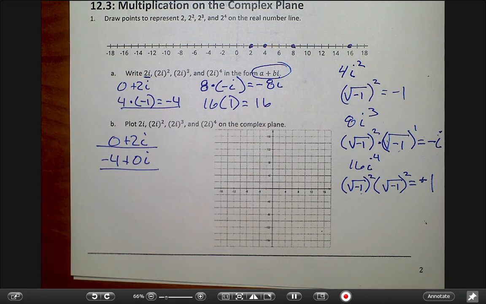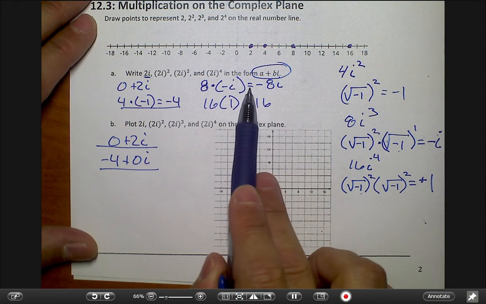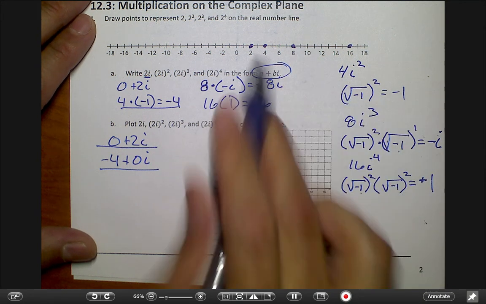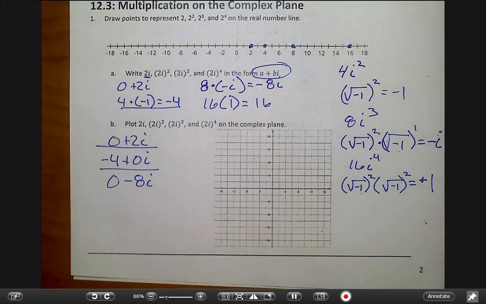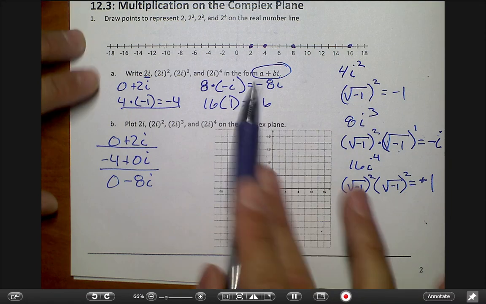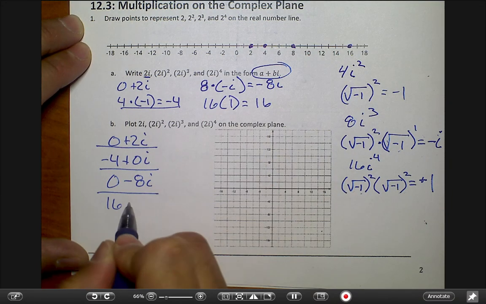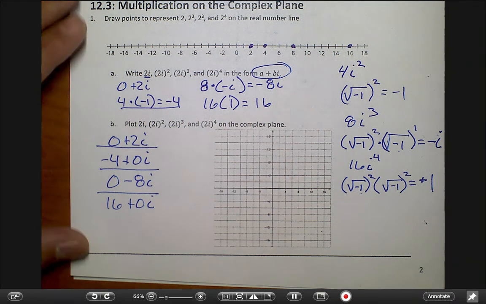And this hopefully is going to help you with the directions also. All right, next one. What we got right here? So how would I write this in the complex form? 0 minus 8i. Very good. And my last one over here. 16 plus 0i. Very good.